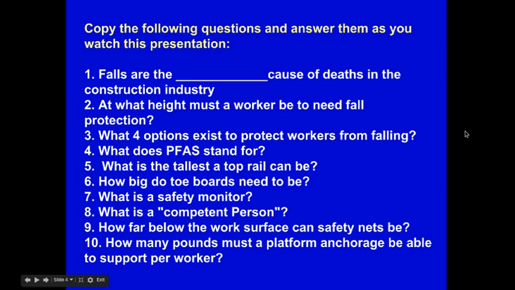The first thing I want you to do to get this presentation going is copy these 10 questions. Just pause the video right now and copy all 10. Make sure you leave some space. All you need is maybe a line for each question, so you have an extra line to have some room to fill in the answers. Go ahead and get that done, and as soon as you're done with that, we'll continue with the presentation.